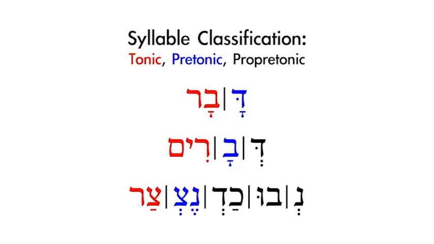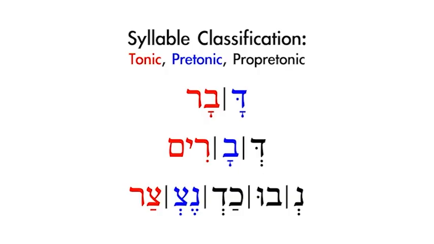a second. So in terms of syllable classification, we're going to have the tonic or accented syllable, the pretonic syllable that occurs before the accented syllable, and then the propretonic syllable that appears before the pretonic syllable. In a word, you will only have one tonic syllable and one pretonic syllable, but you can have several propretonic syllables. So let's look at these examples together.